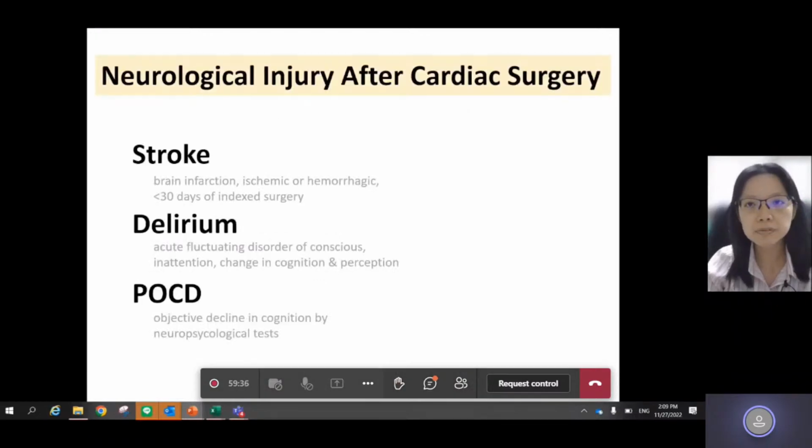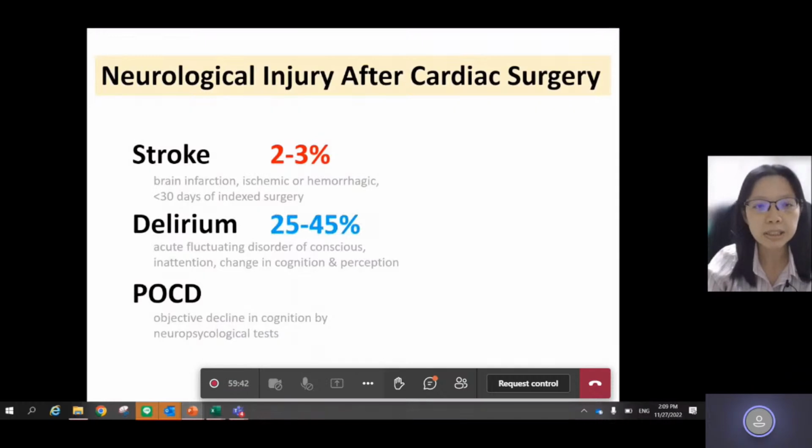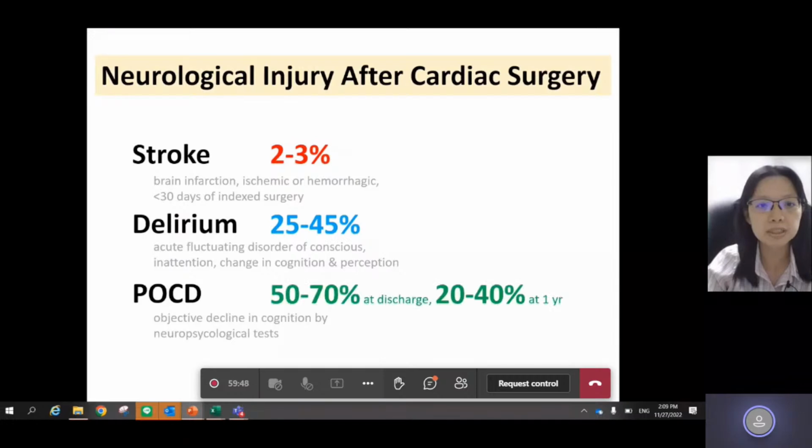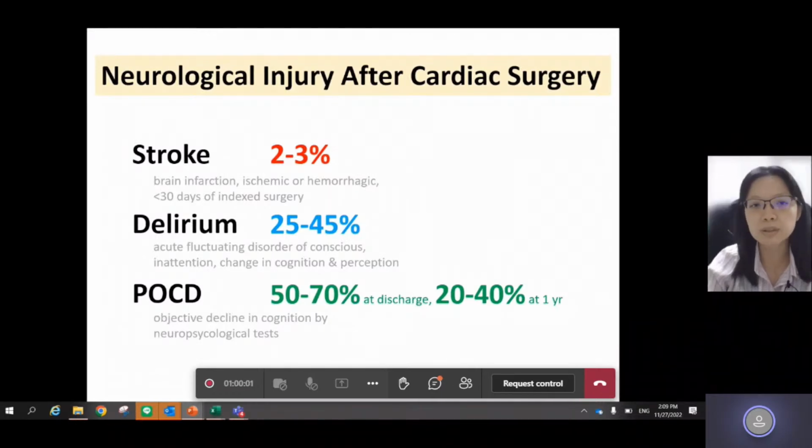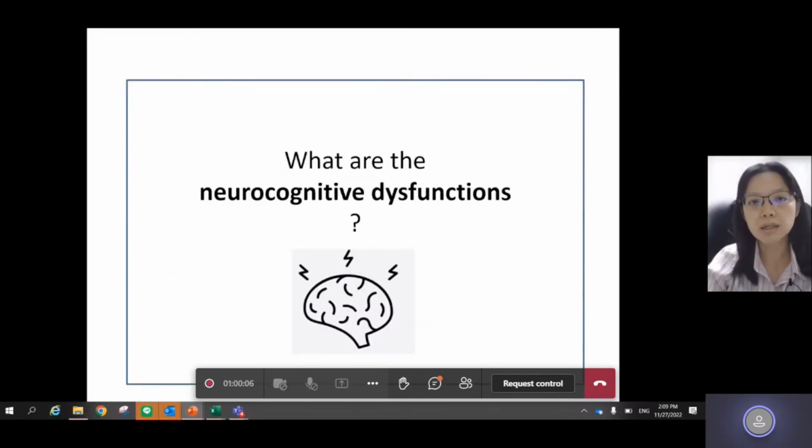So neurological injury after cardiac surgery is a serious issue. Stroke occurred in 2 to 3% after the operation, and delirium occurred in 25 to 35% after cardiac surgery. For POCD, 50% to 70% of the patients had this dysfunction after discharge. And at 1 year after the surgery, still 20 to 40% of the patients have the problem of POCD. So what are the neurocognitive dysfunctions we talk about?